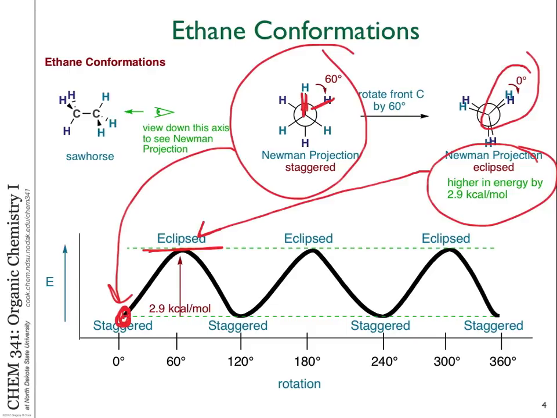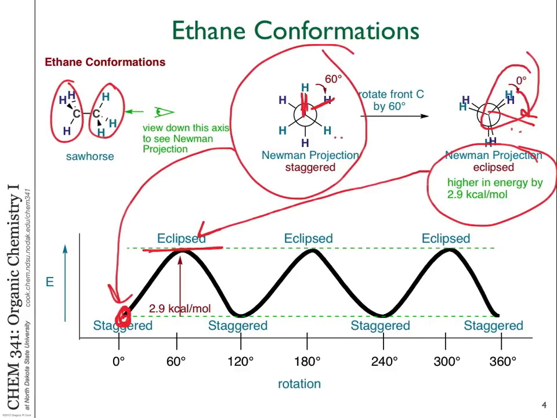And then as you continue around a full circle of rotation, since we're talking about ethane and all three groups are the same on the front to the back, there is no difference as you continue rotating this around until it gets to be staggered. That's going to have the same energy as what we started with.